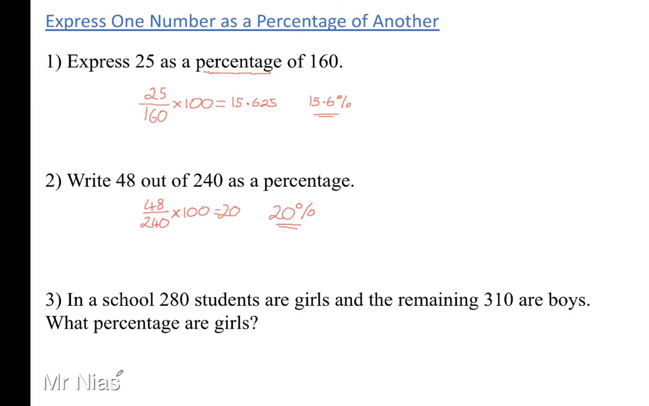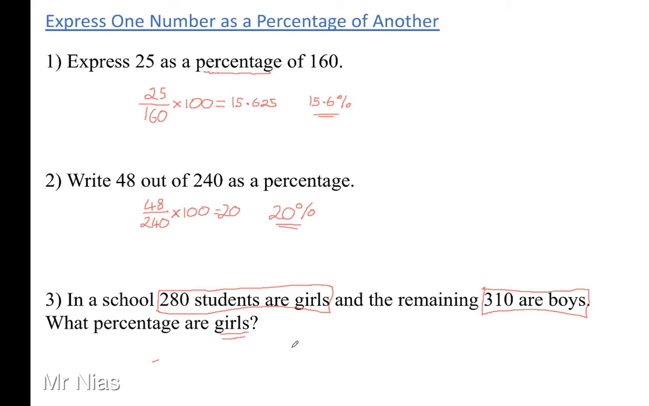Now, the third one is more of a problem, really. It's set up as a worded question. In a school, 280 students are girls. Right, important bit of information, so I'm going to box that. 280 are girls, and the remaining 310 are boys. Fair enough, a few more boys than girls. What percentage are the girls? It's important that we're after the girls here.